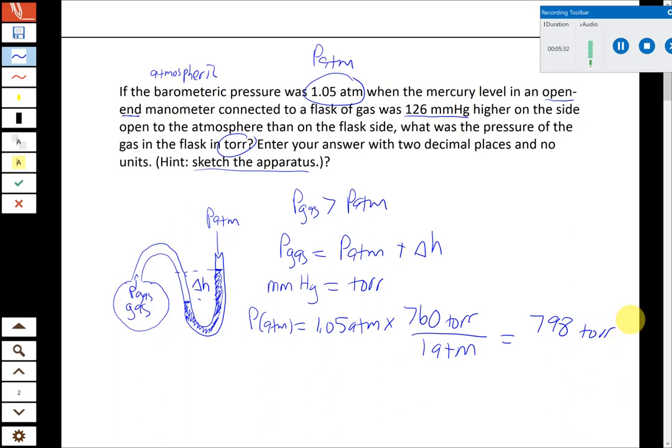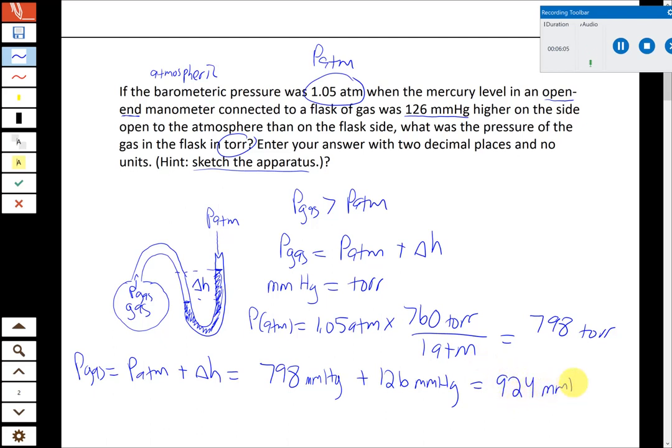And then if we want to figure out what the pressure of the gas is, again, the pressure of the gas in this case is going to be the atmospheric pressure plus the difference in height, which is going to be 798 millimeters of mercury, and then the difference in height is 126, so we're going to add that 126. And so what we get is 924 millimeters of mercury, which is the same as 924 torr. Again, those two units are equivalent quantities, just written in two different ways. So this time would be 924 torr.